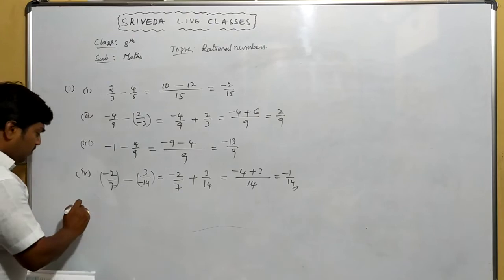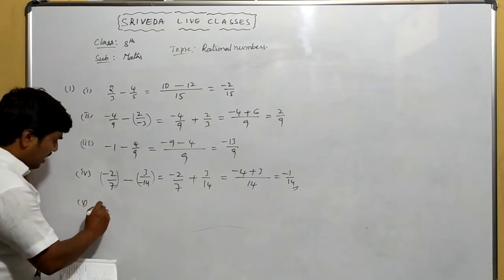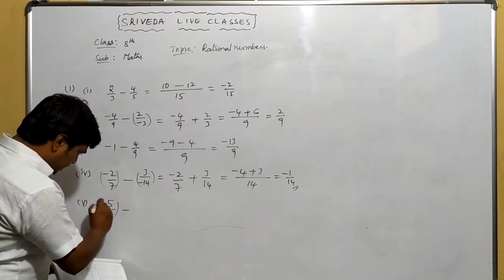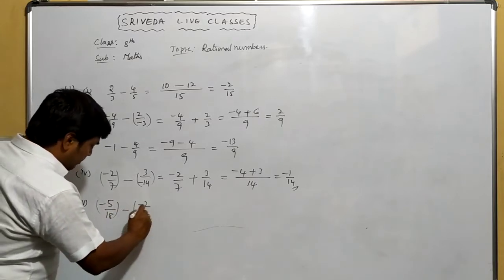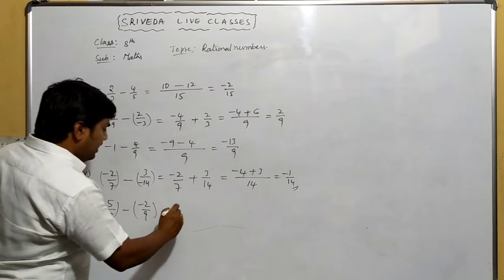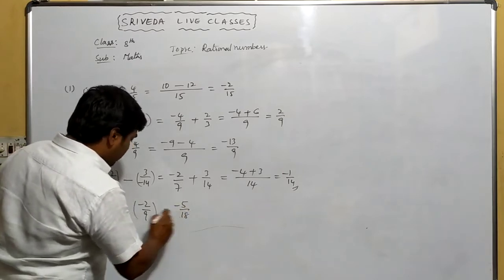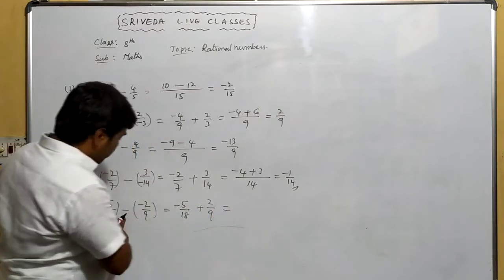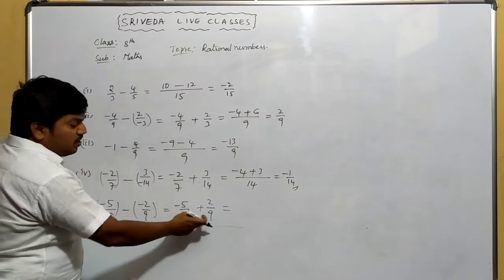The fifth one is minus 5 by 18 minus 2 by 9. We can write it as minus 5 by 18, minus into minus plus 2 by 9. We'll get minus into minus plus. So 9 and 18.